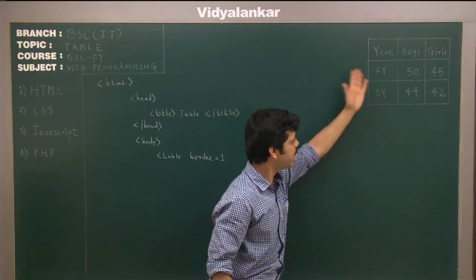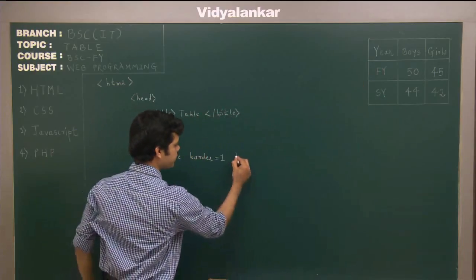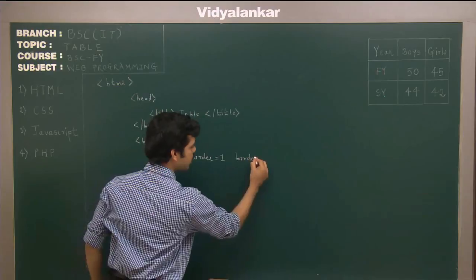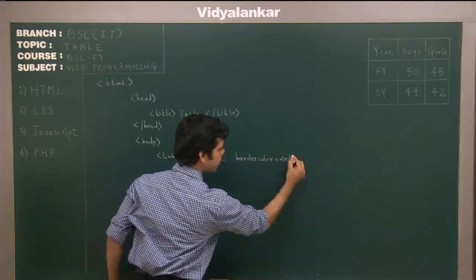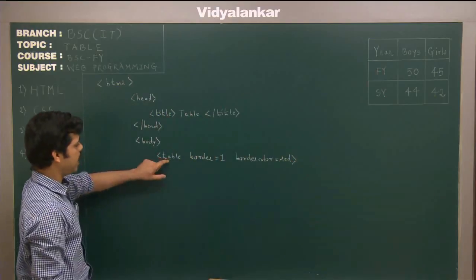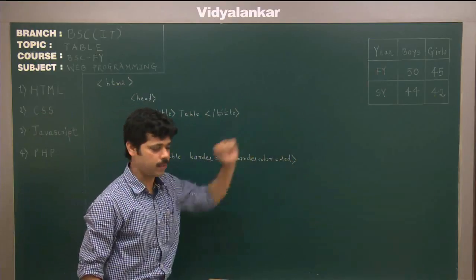I want to display a red border. So what we will do? You have to add bordercolor equal to red. So this is the first tag, table, if I want to display a table.